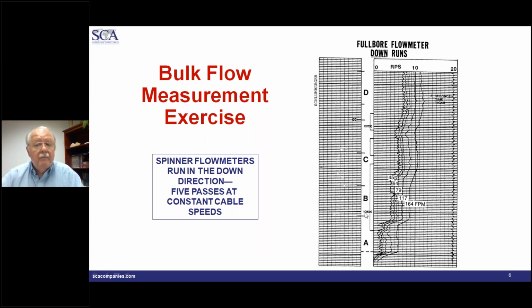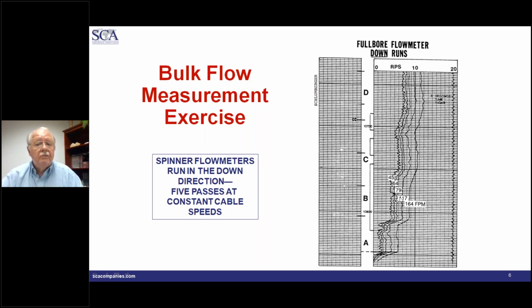You get above this first entry point and the flow is now propagating up. The tool is logging down. So we have an increase of the RPS at points where there is an entry of fluid. We have an entry here, as you can see, between intervals B and C. We have another entry over here between intervals C and D, an entry right up over here.